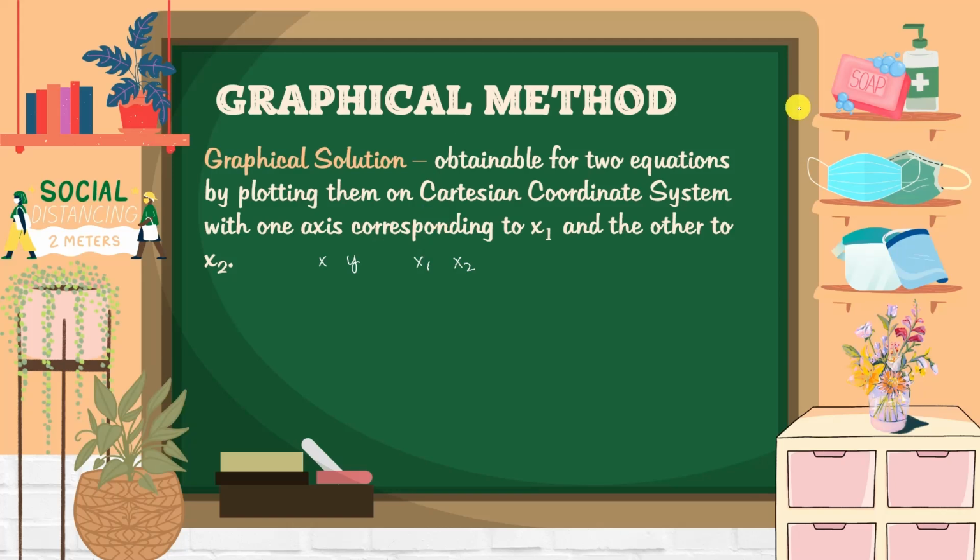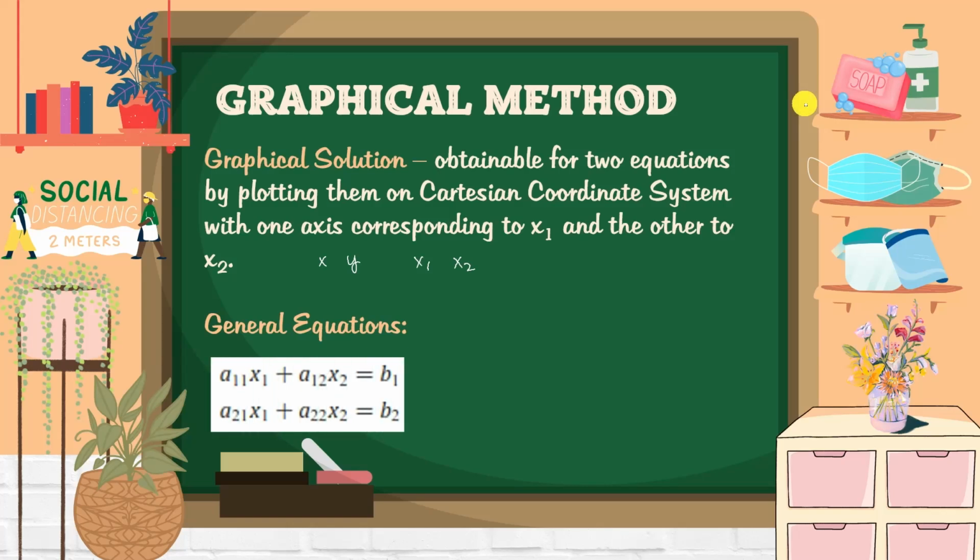Because we are dealing with linear equations, each equation is a straight line. So this can be easily illustrated in a general equation. We will have here a sub 1,1 x sub 1 plus a sub 1,2 x sub 2 equals b sub 1. So this is the first linear equation. The second is a sub 2,1 x sub 1 plus a sub 2,2 x sub 2 equals b sub 2. So instead of x and y, we are using x sub 1 and x sub 2.